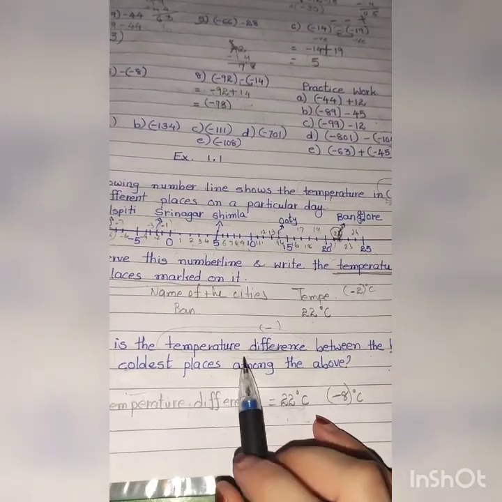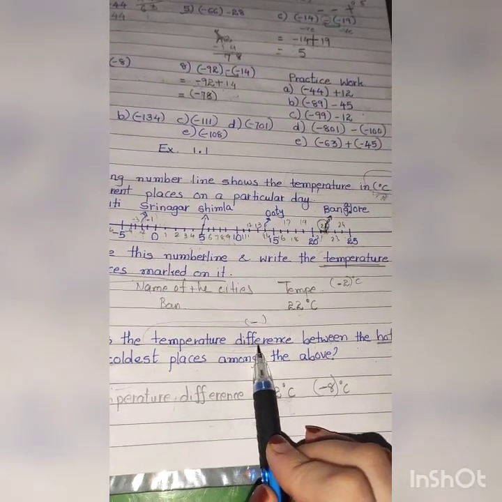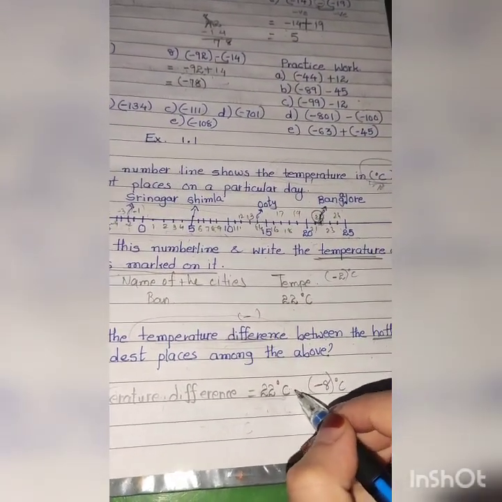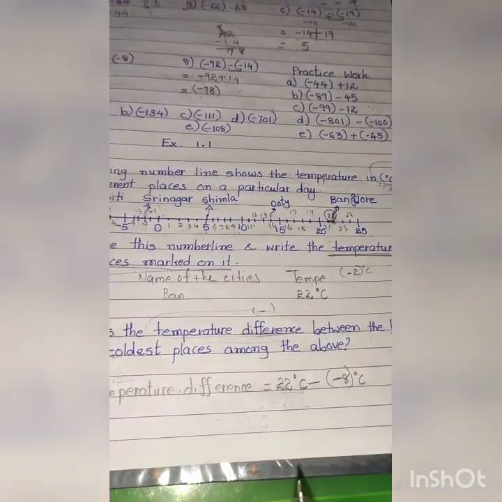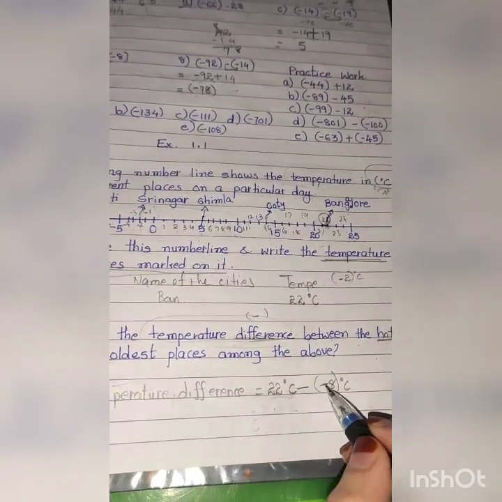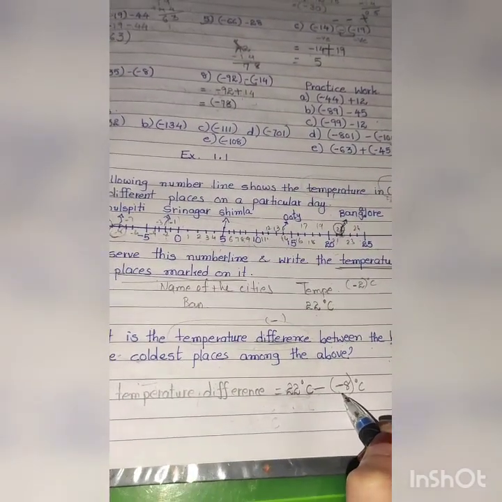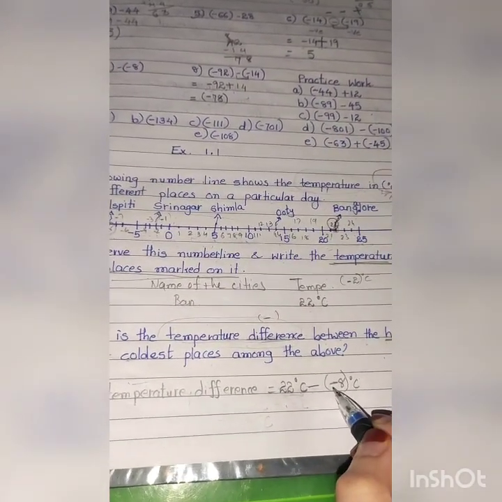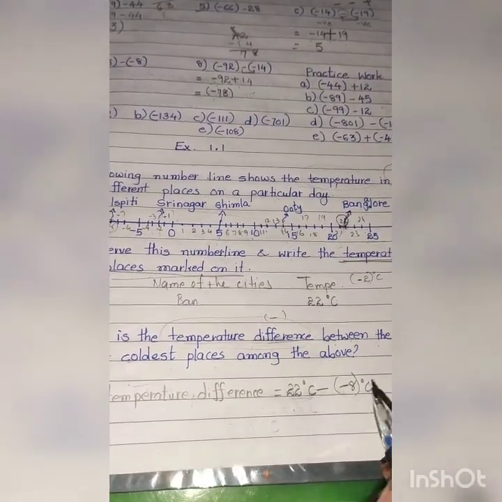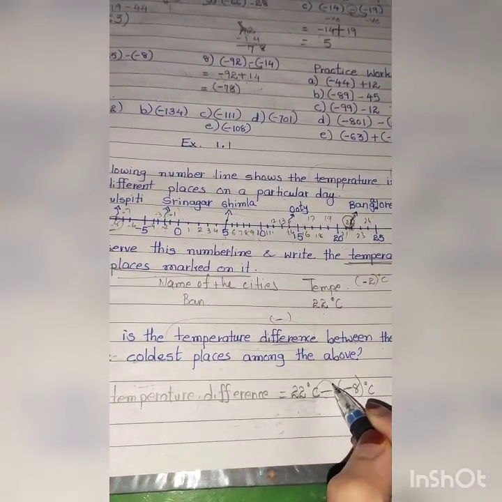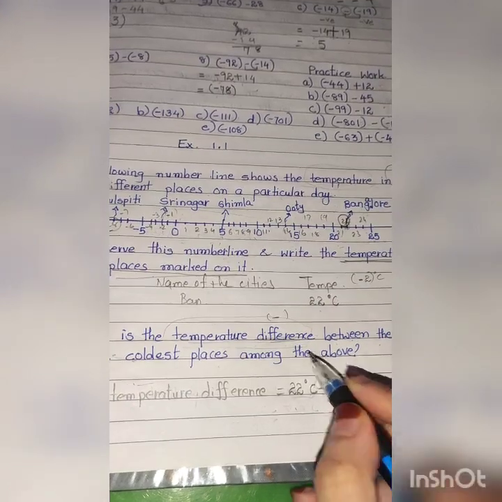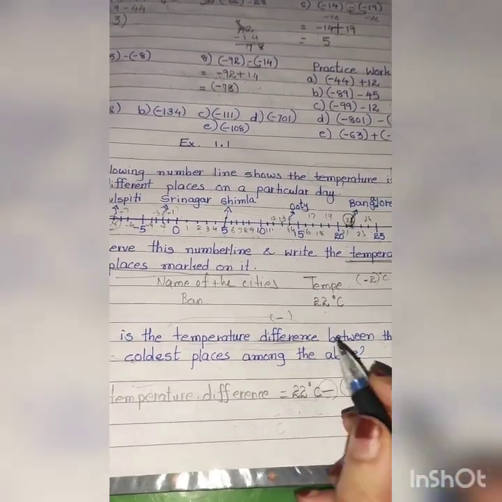And what you have to do is find their difference. So you are going to put a minus sign here. Don't get confused between this one and this one. Here minus 8 is your temperature. This is not the sign of your operation. The sign of the operation is minus. And why is it minus? Because you have to find the difference.